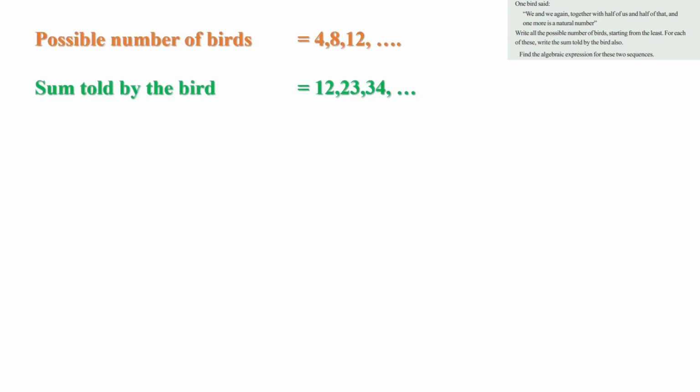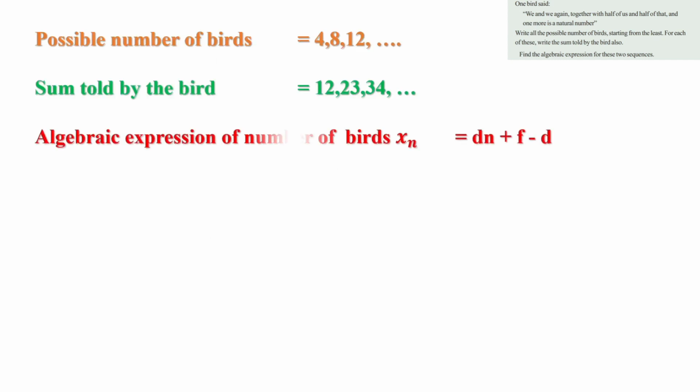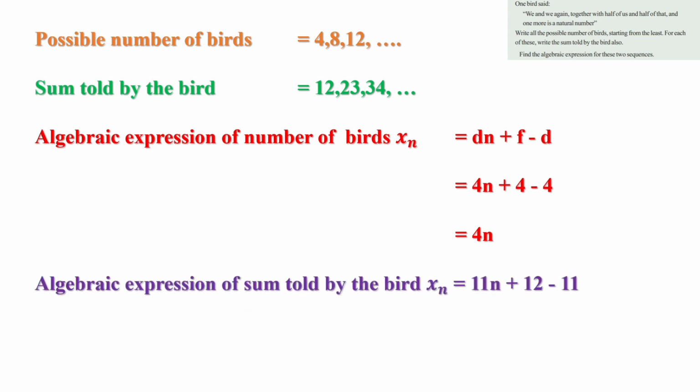Now we have to find the algebraic expression of this sequence. xn is dn plus f minus d. In the first case, d is 4 and f is also 4. So we can write 4n plus 4 minus 4, that is 4n. And in the second case, common difference is 11 and first term is 12. So we can write 11n plus 12 minus 11, that is 11n plus 1. So this is the algebraic expression of the second sequence.